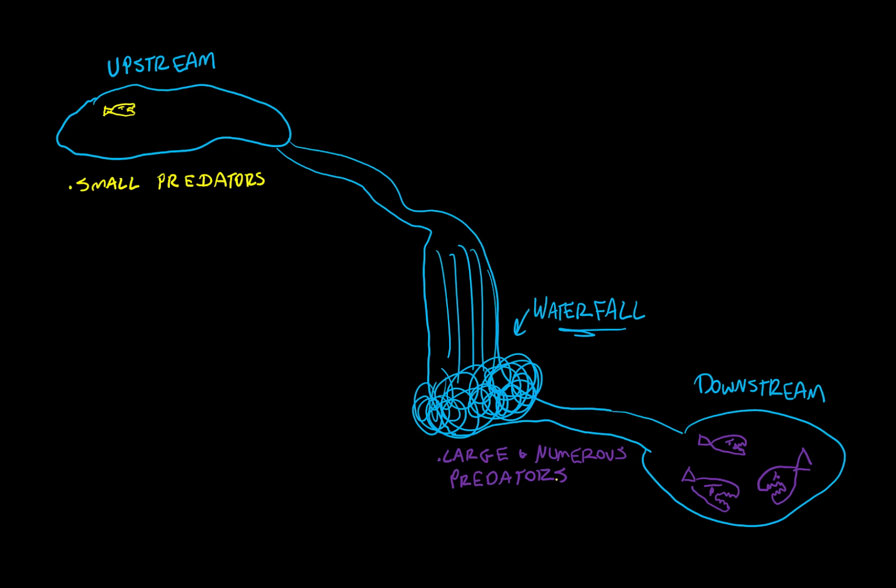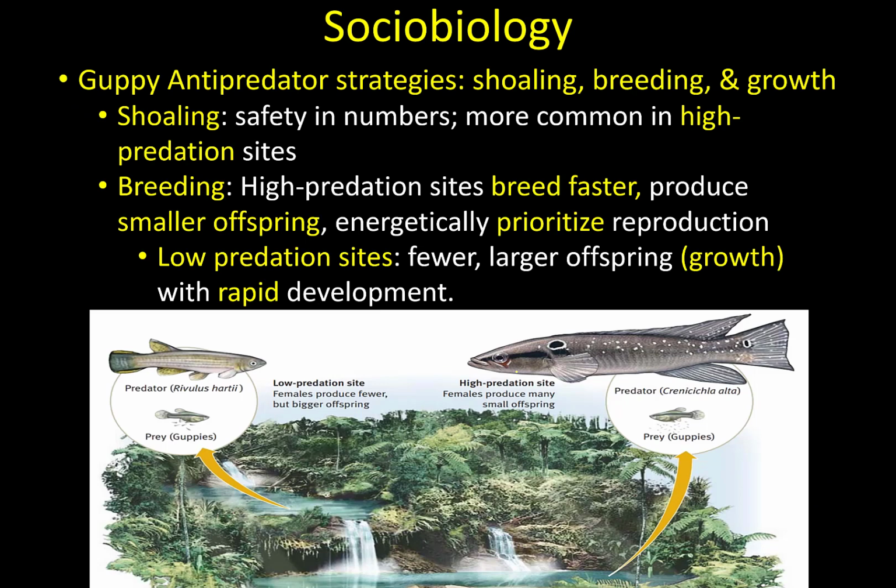So this is our predator situation. So how do our guppies deal with these predators? Guppies have three primary anti-predator strategies: shoaling, breeding, and growth.